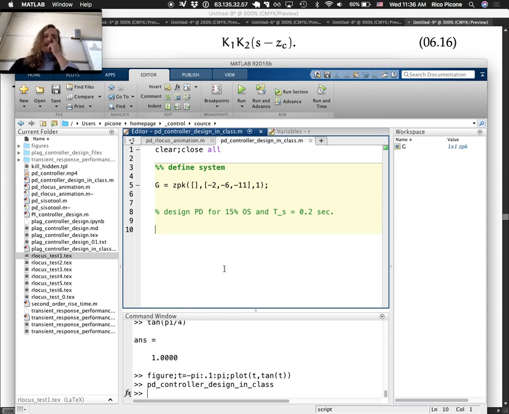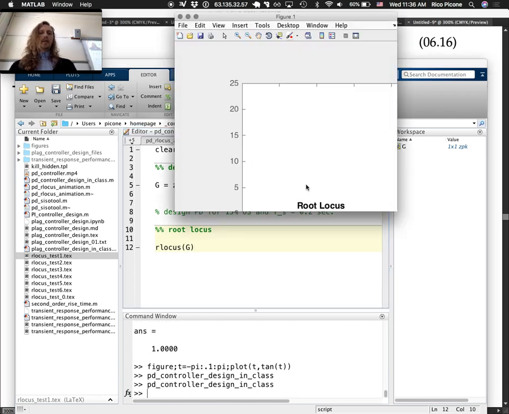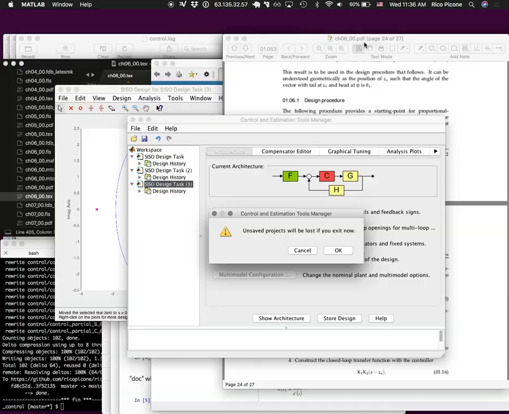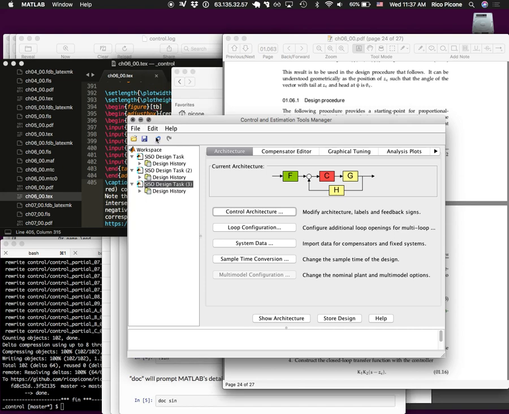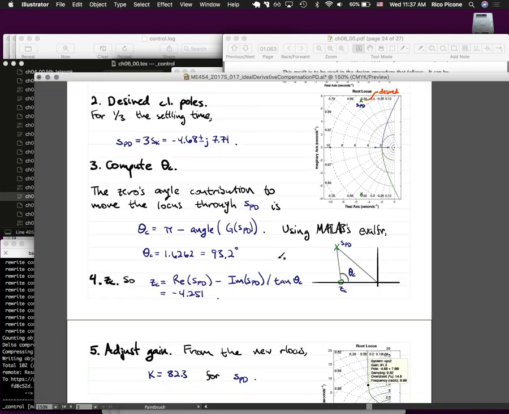So in MATLAB, let's do a simple root locus of G. Oh crap, I just figured I have to restart MATLAB. I was going to show you guys, in addition to the video, how to use the SISO tool, but I don't want to show you too much in one day. I can't show you everything.